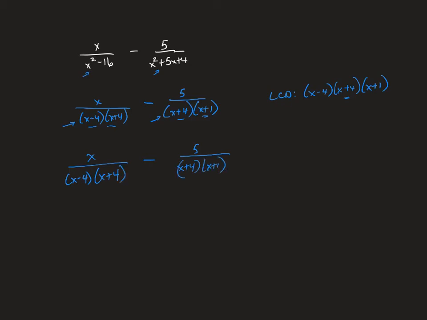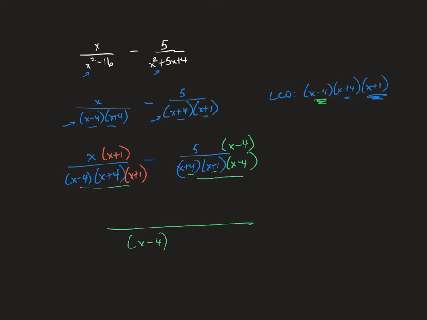So this first one, it needs that x plus 1. So if I put an x plus 1 on the bottom, I also have to put an x plus 1 on the top. Similarly here, I don't have an x minus 4, and that's part of my lowest common denominator. So I need to multiply the top and the bottom by that same thing. Now some people try and cancel at this point, but you don't cancel because you want to keep that denominator there. But now this is the same as this, so I can have one big denominator. X minus 4, x plus 4, x plus 1.